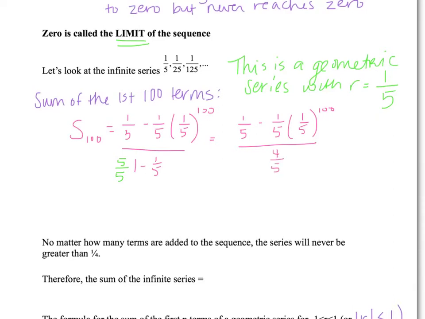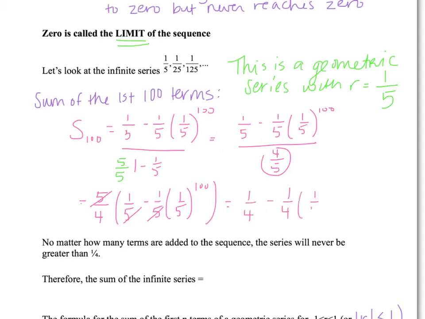I'm going to simplify this by taking my fraction and flipping it so that I can multiply the entire thing by 5/4 and get 1/5 minus 1/5 times 1/5 to the 100th. My 5's are all going to cancel on the ones on the outside. The one inside the parentheses with the 100 stays the same. And I'm going to end up with 1/4 minus 1/4 times 1/5 to the 100th.